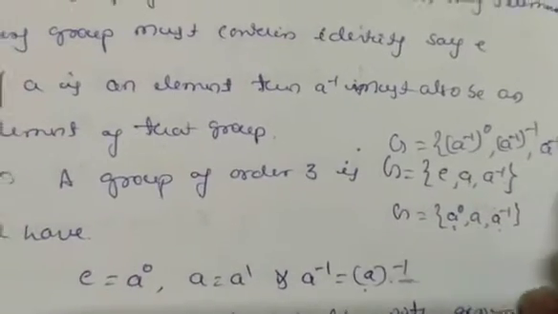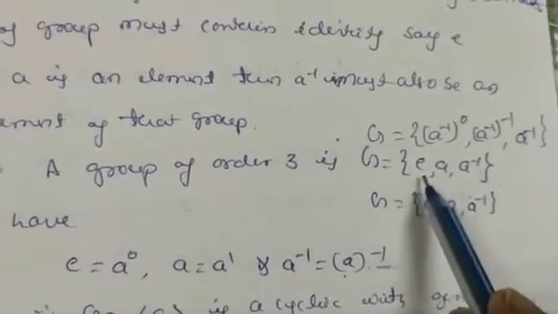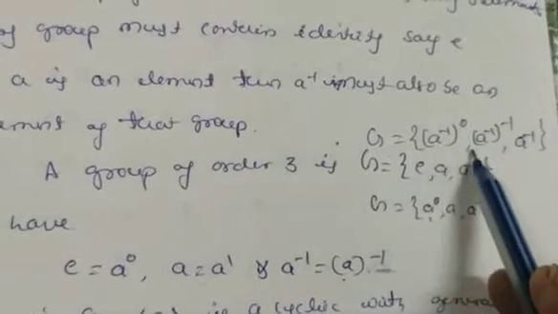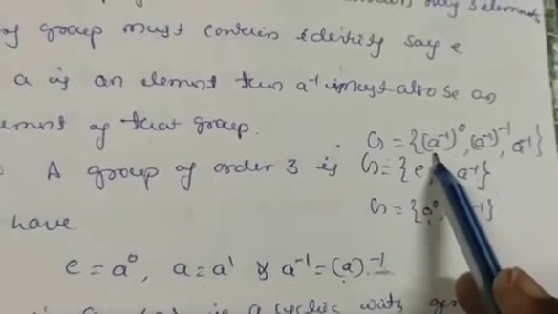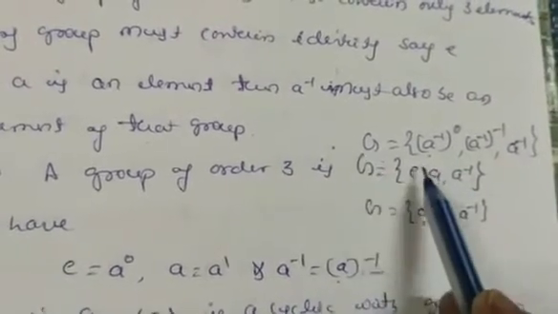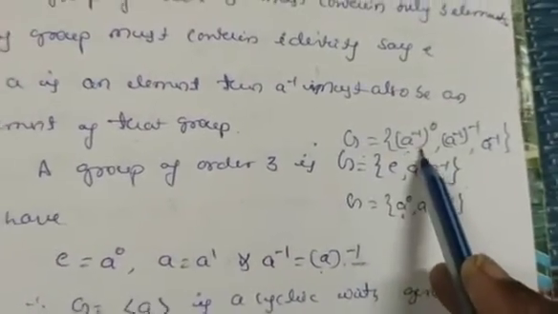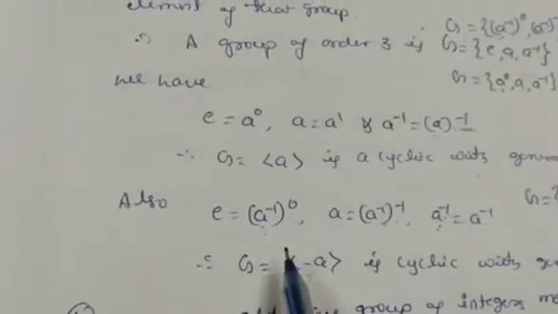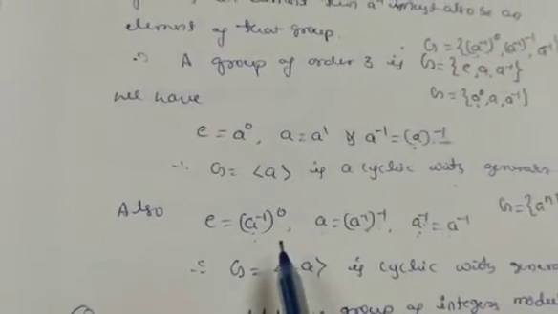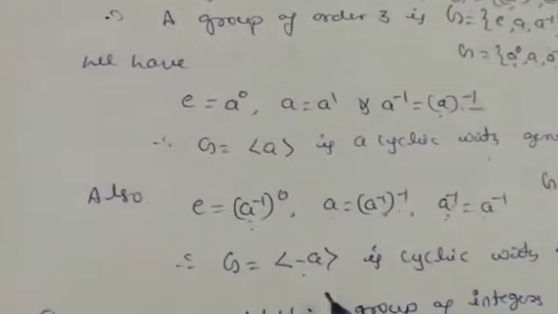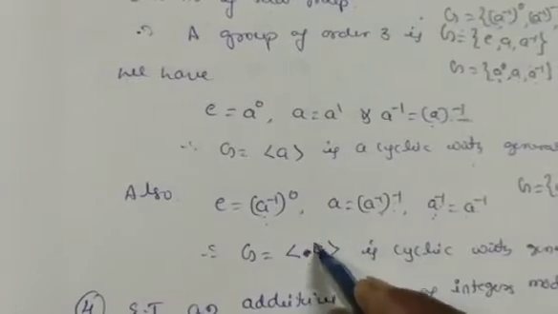So therefore we can say that G is generated by a to the power of minus 1. So G is a cyclic group generated by a to the power of minus 1. From this we can say that a group of order 3 has two generators. One is a and another is, it is not minus a, it is a to the power of minus 1.